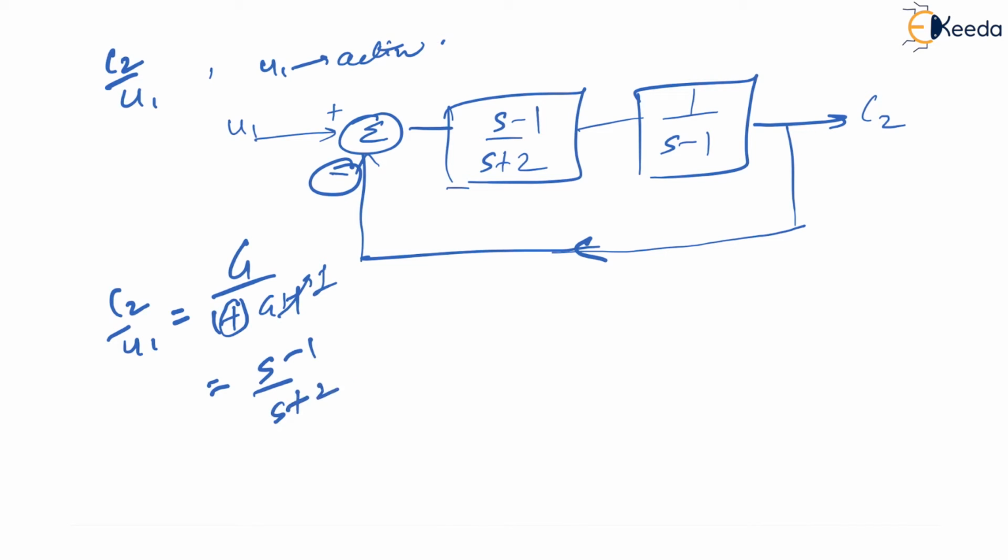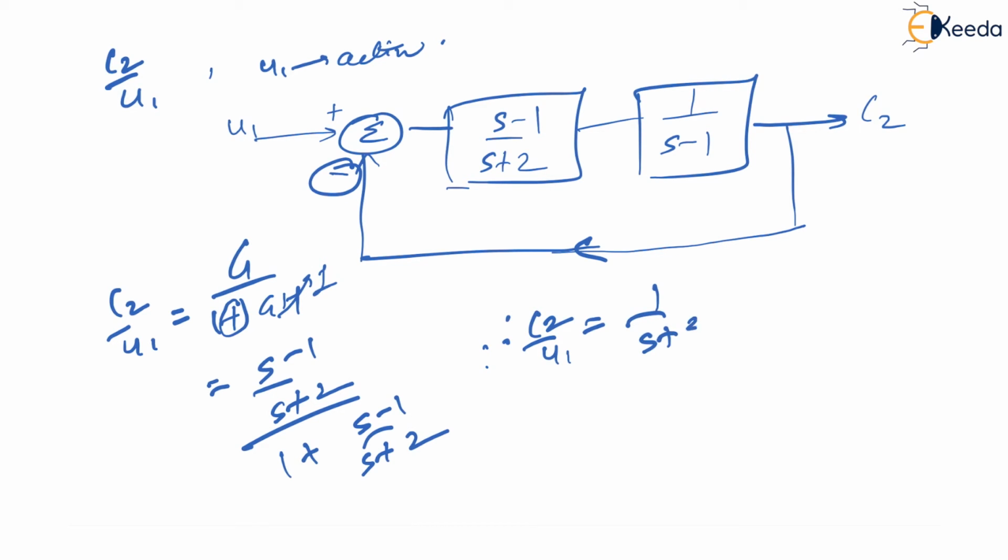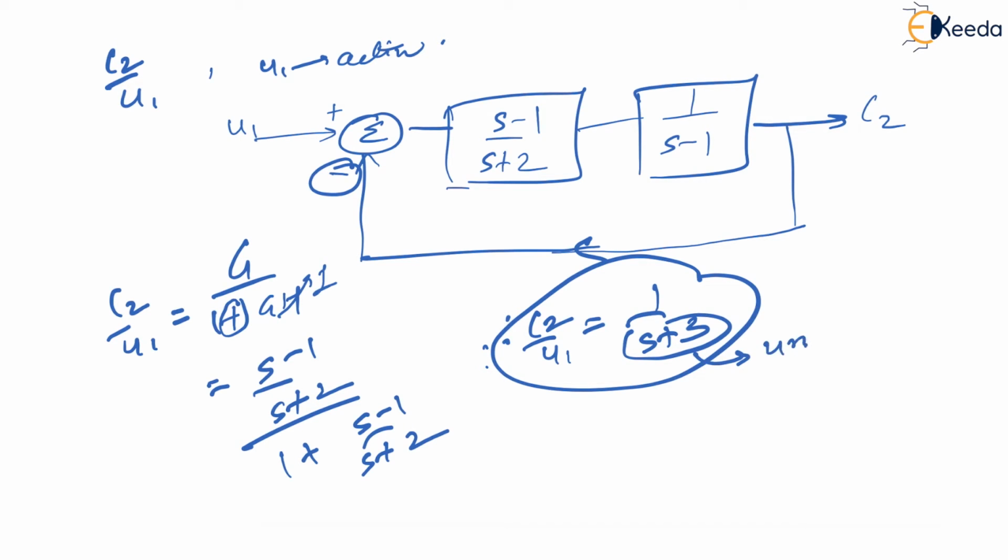Yes. Now, what is G now? G is nothing but S minus 1 upon S plus 2, upon again 1 plus S minus 1 upon S plus 2. After solving this, you get C2 by U1 equal to 1 upon S plus 3. From this, what do you understand? You understand that the pole is on the left half of S plane, which means it is a stable system.